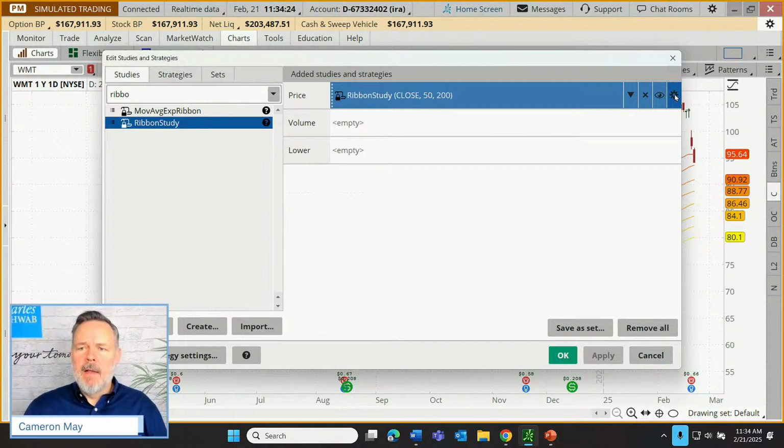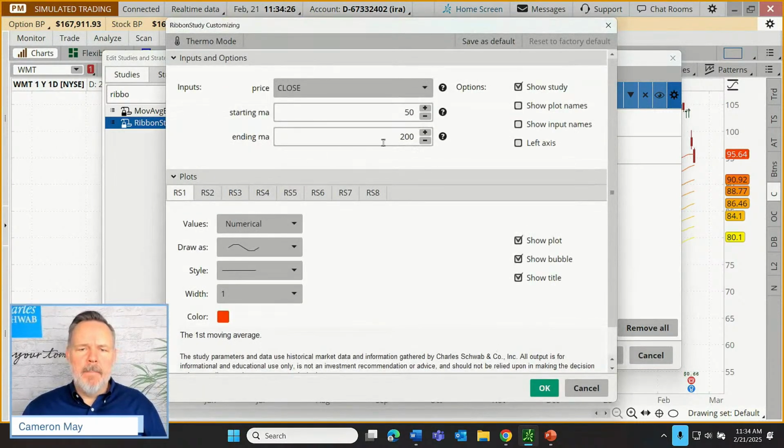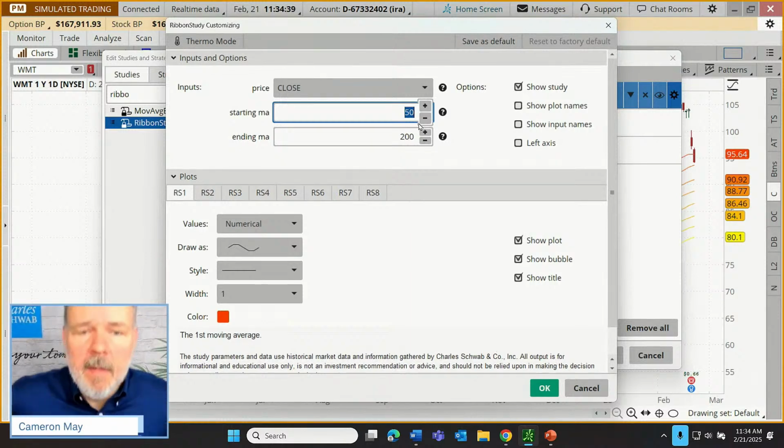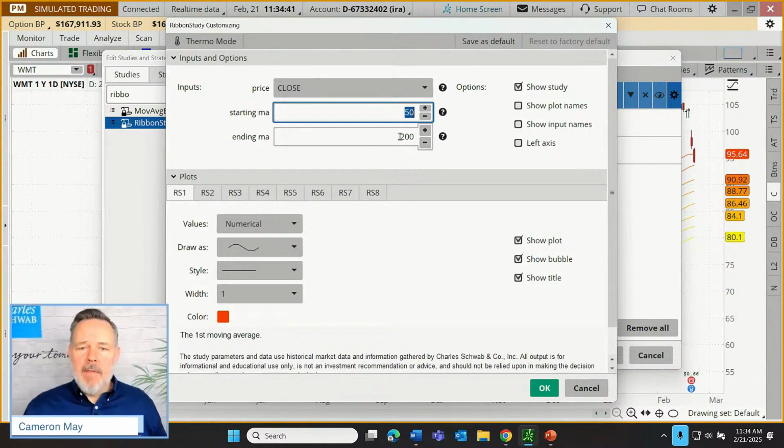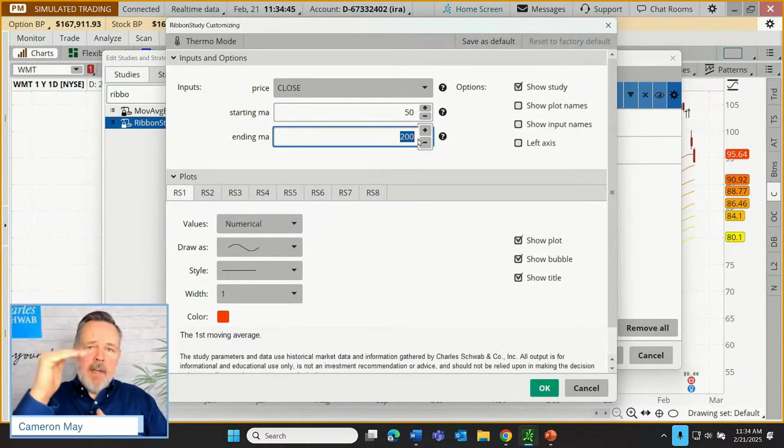But I'm going to click on the little gear and show you some important elements here. First of all, we have 50 and 200. So what that's telling me is my shortest moving average that's being displayed here is a 50. In other words, that's our fastest one. Our slowest moving average is a 200. Now, in between those, there are 6 other moving averages that are spaced exactly equivalently to one another, right? They're just spaced out, starting at 50, going to 200.